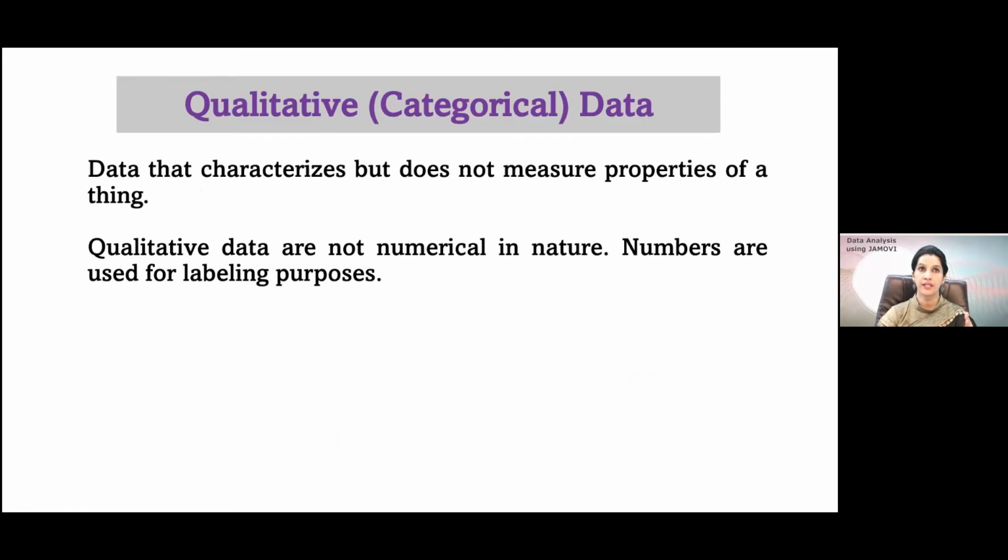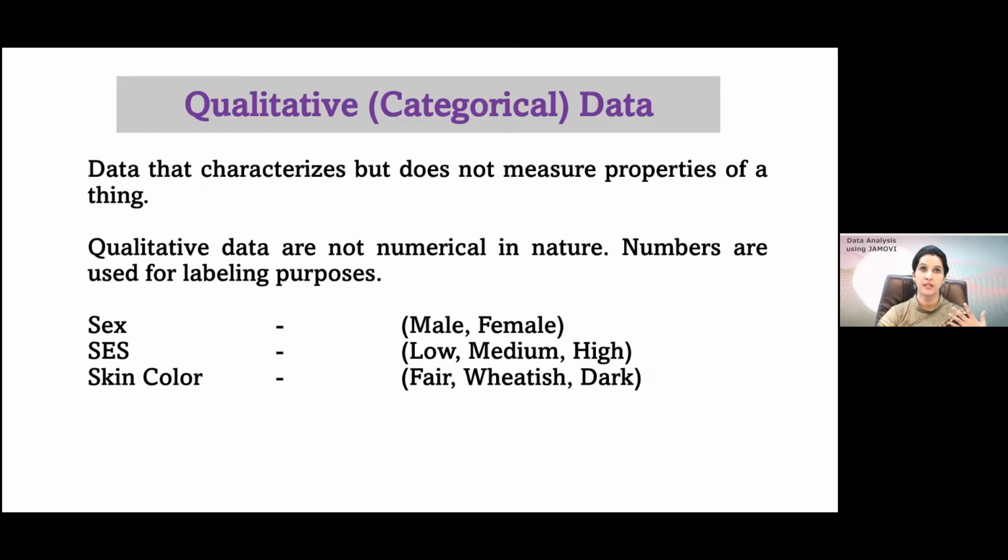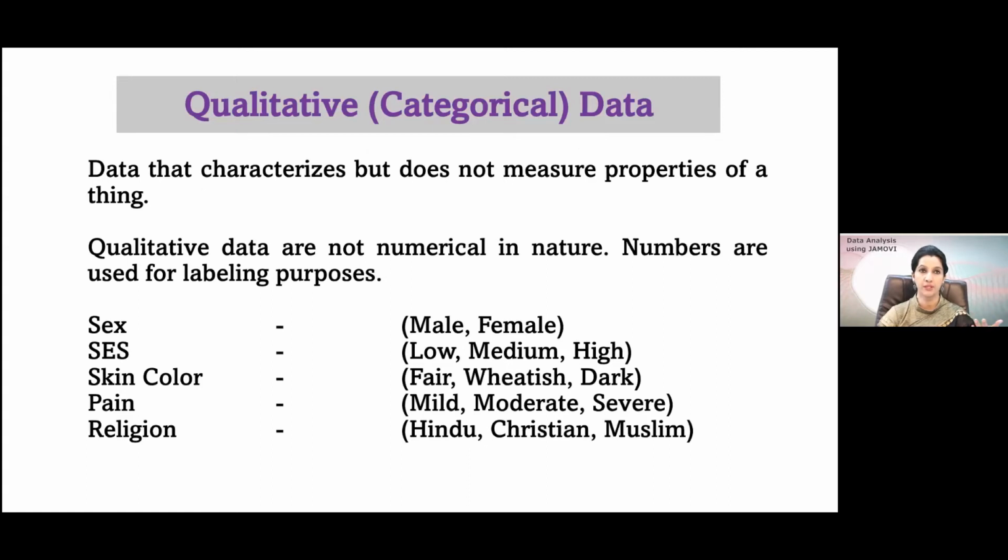So this qualitative is when the data characterizes something, but it doesn't measure the properties of a thing, and it is not numerical, but we assign a numerical value to it, like the socioeconomic status. So all these qualitative data, we call it categorical data. There's pain which we classify as mild, moderate, severe. Religion, we call it Hindu, Christian, Muslim. So although these data are qualitative in nature, we do assign a number to it so that the analysis can be performed.